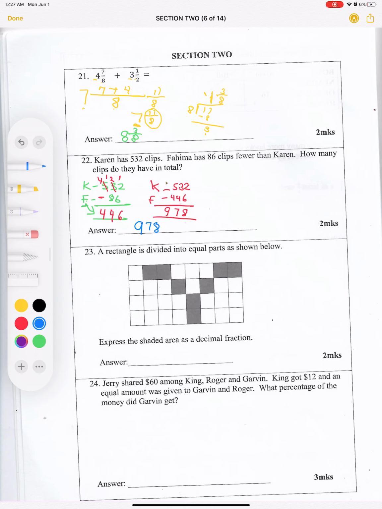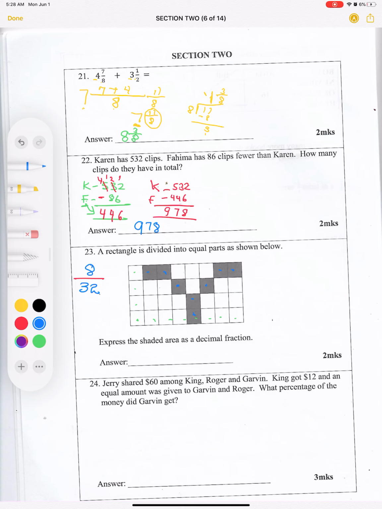A rectangle is divided into equal parts as shown below. Right, you see it? Express the shaded area as a decimal fraction. First, let's express it as a regular fraction. And you ask yourself, how many out of how many? 1, 2, 3, 4, 5, 6, 7, 8. 8 out of how many? You can count all, or you can count the short way, which is 4 times 1, 2, 3, 4, 5, 6, 7, 8. 4 eights are 32. So 8 out of 32.